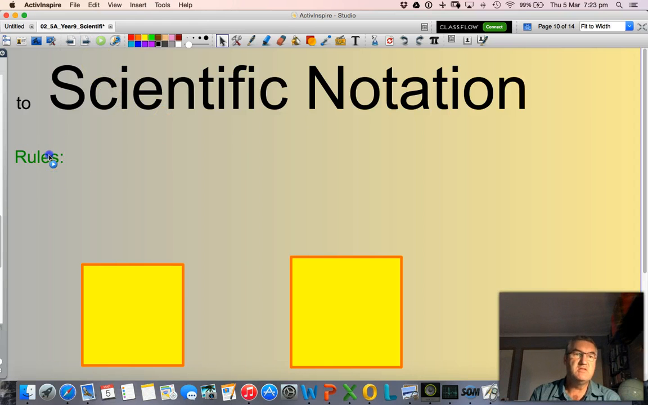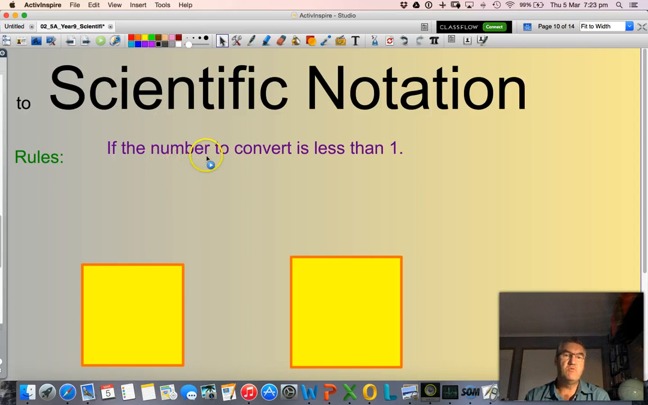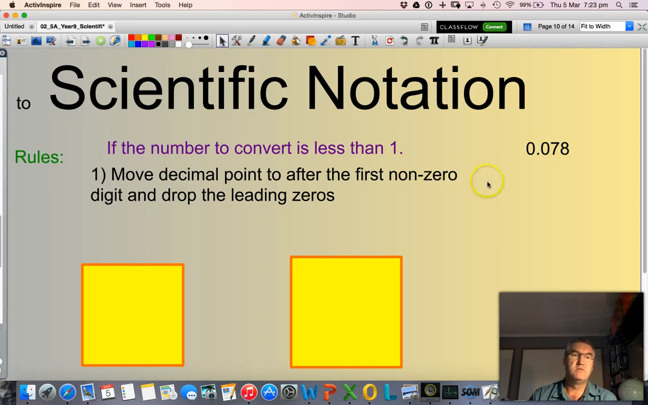Now, in this circumstance, what do we do if the number we wish to convert is less than 1? An example would be 0.078. By less than 1, I should clarify that I mean a number that's between 0 and 1, so not negative numbers. I need to move the decimal point to after the first non-zero digit and drop all the leading zeros. In other words, I need to move this decimal point across to there.